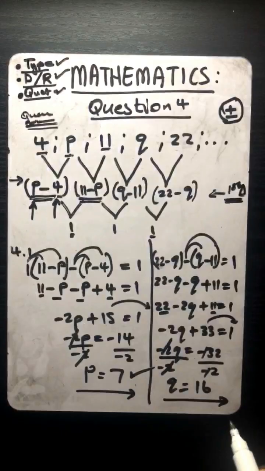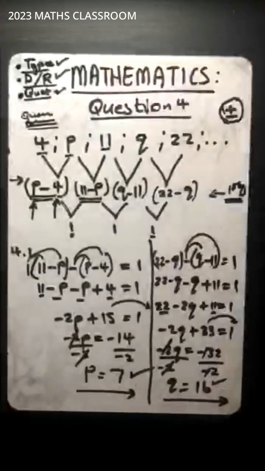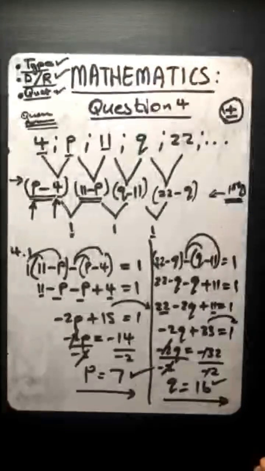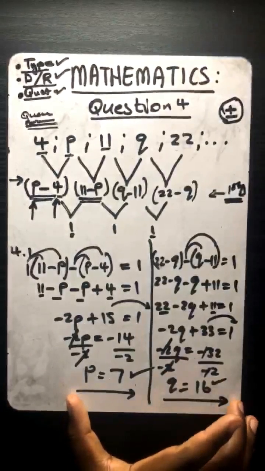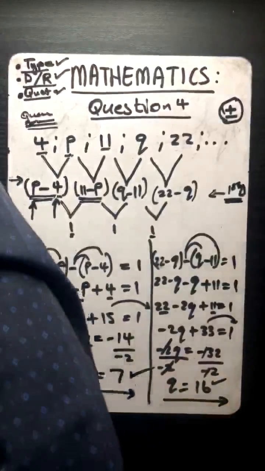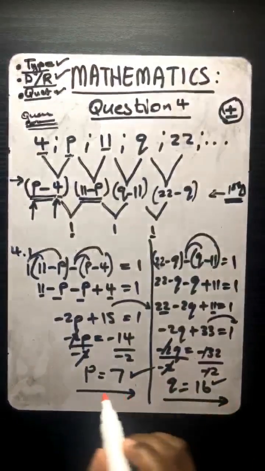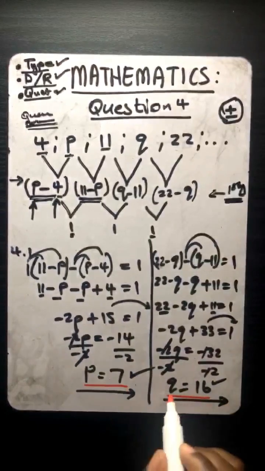Can you guys see that we have just proven or shown that P is equals to 7 and then Q is equals to 16? I'm pretty much sure that you guys fully understand what I've done there, because I'm just repeating quickly what we have done yesterday. So I want to tell you guys something that I think I did not emphasize on yesterday's lesson.